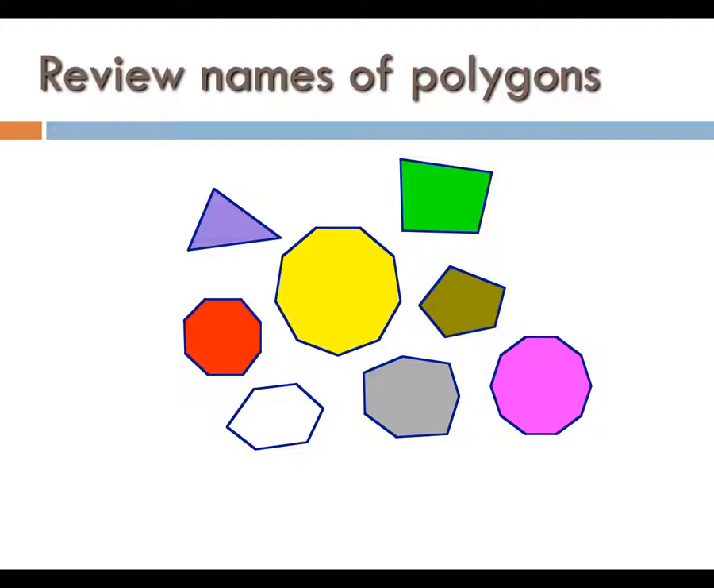What's 1 in Spanish? Uno. Right. But if you truncated that, you'd have un. Un decagon. Un decagon, good.